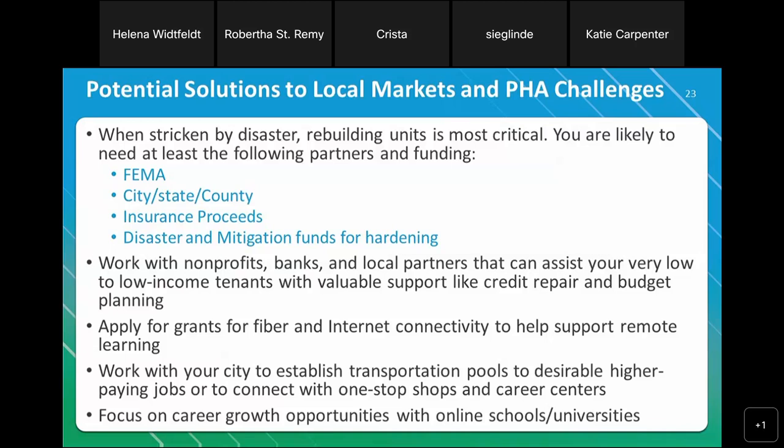Many times, and this is just a highlight again from the very in-depth HUD exchange training that is offered in disasters, you do want to work with your nonprofits, your banks, your local partners to assist your very, very low to low income tenants, the vulnerables, to help with many things, whether if it's disaster related immediate assistance, but if it's not disaster related, banks are required to have nonprofit arms, development arms, and they do receive special funding, or they have set aside funding to help you to do credit repairs for your low income tenant that can overcome the hurdle to be able to secure funding, to do more, be able to afford the rent, be able to afford home ownership in the area, and help them with the budget planning. So take advantage of that with your banks and local partners.